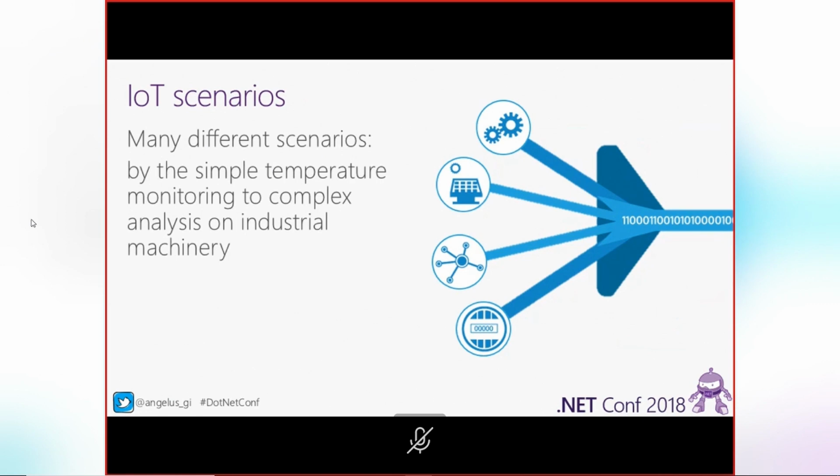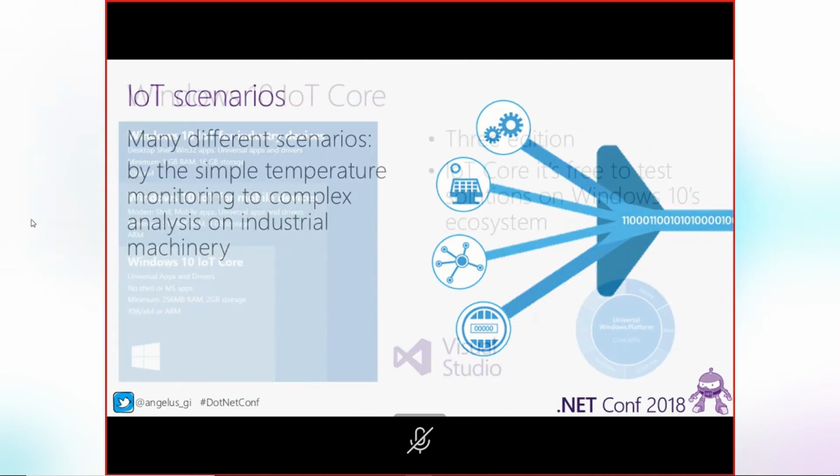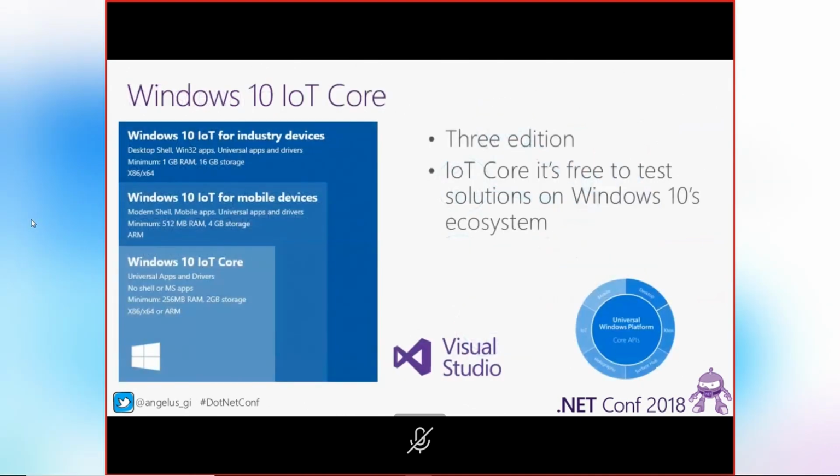And all this connection, all the moving of this data, must be connected in a reliable and secure way to the cloud. But Microsoft has developed a custom version of its operating system called Windows 10 IoT in three editions. The lowest one is Windows 10 IoT Core.